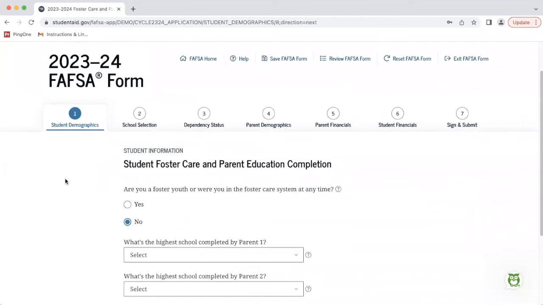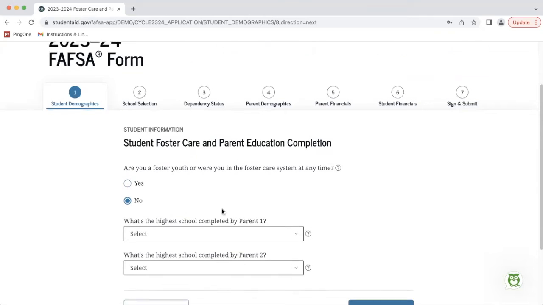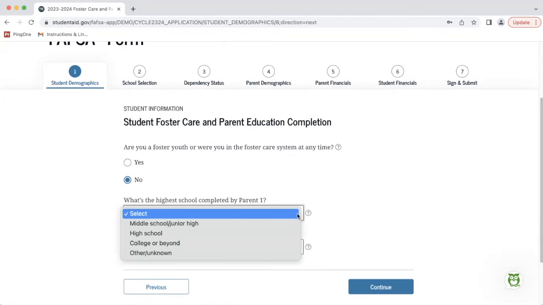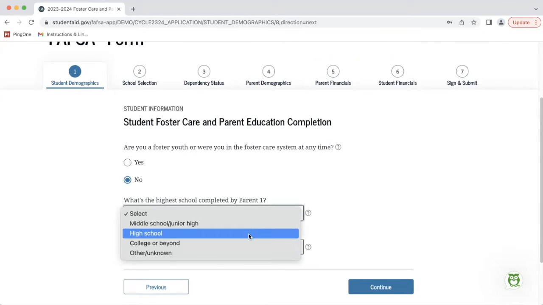The next page is going to ask you about foster care and parent education. The first question will ask, are you a foster youth or were you in the foster care system at any time? Then it'll ask, what is the highest school completed by parent 1? Now, you'll notice it says parent 1 or parent 2 for the second question. It doesn't matter who you put for parent 1. It can be mom or dad. They're asking this to see if maybe you might be eligible for certain first-generation college scholarships.